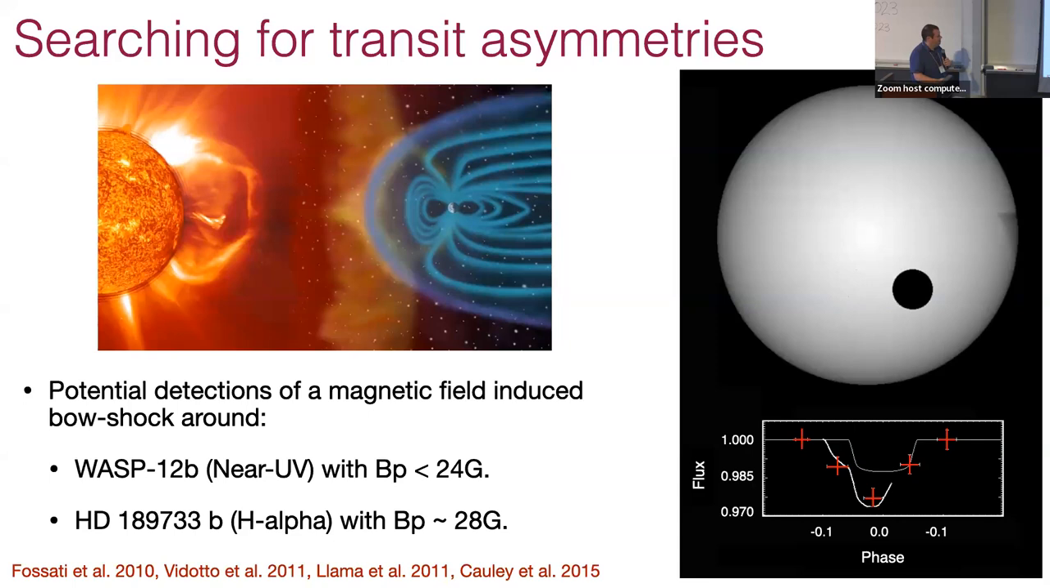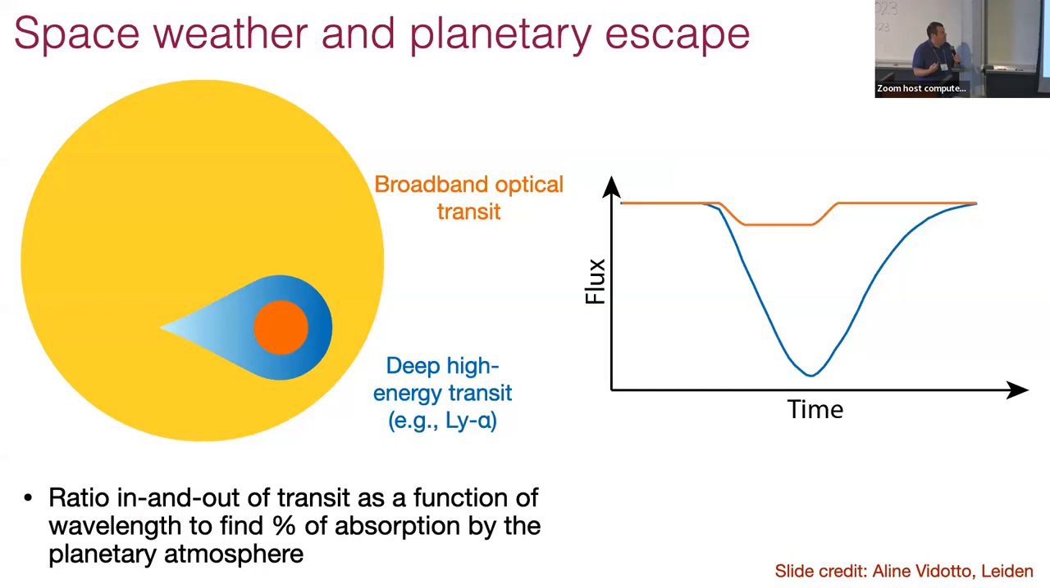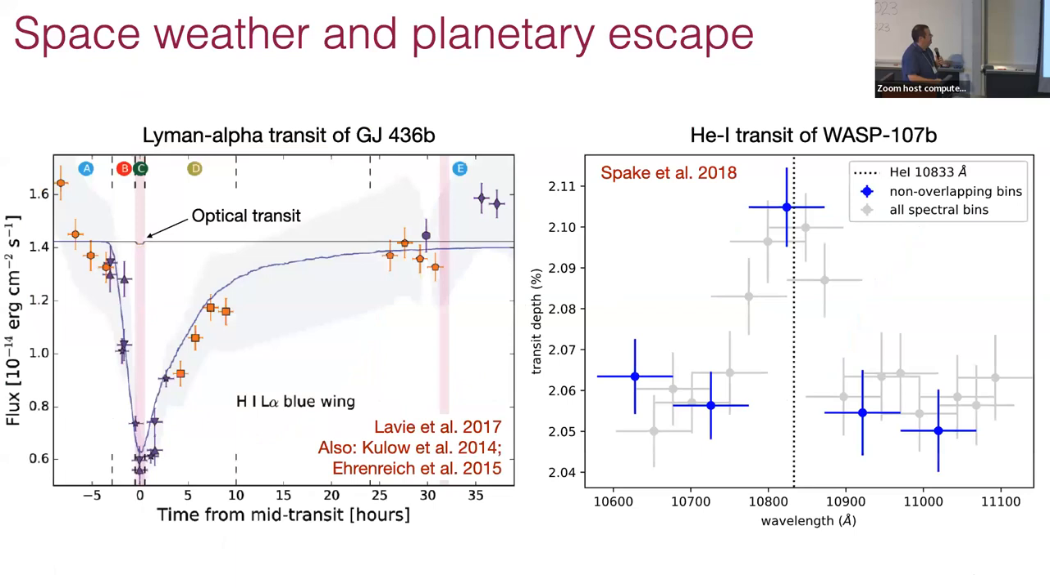And so I'm sure many of you have also seen these incredibly cool, deep Lyman alpha transits in the literature recently. If you have your broadband optical transit, again, you get the classic U shape to the light curve. But if we look at very high energy transits, like in the Lyman alpha line, where we're probing neutral hydrogen, very high up in the atmosphere of the planet, we actually see these incredibly deep transits. This is just a cartoon here, but this is one of my favorite observations.